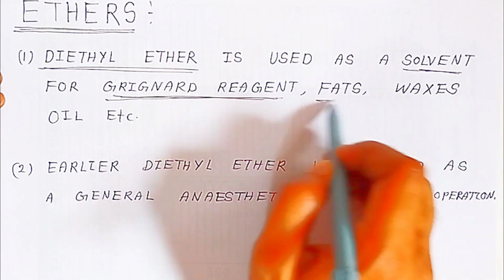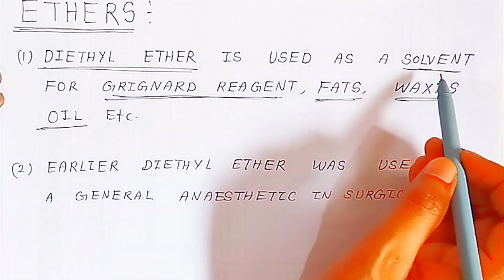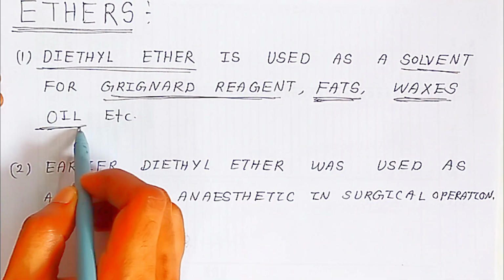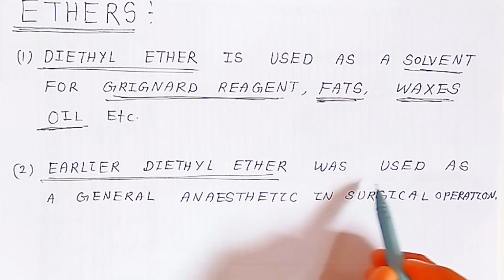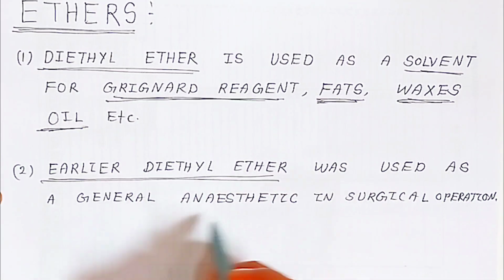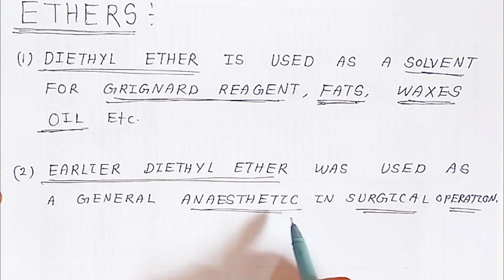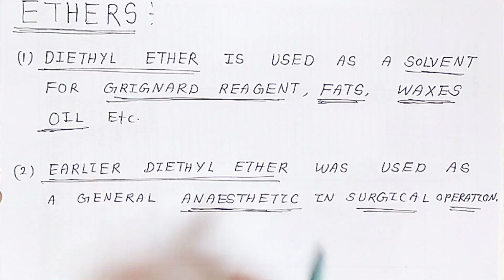If you want to dissolve fats, waxes and oils, here we are using ether as a solvent, students. Diethyl ether is very important for dissolving fats, waxes and oils. Earlier, students, diethyl ether was used as a general anesthetic in surgical operations. So it is also used as an anesthetic agent during surgery. In an operation, it is given to the patient.